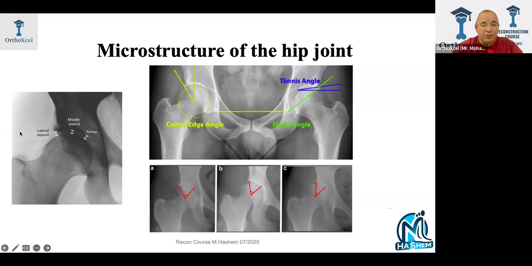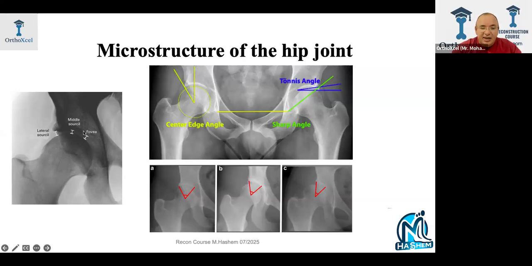When you go with the scope, any one of you who did a hip scope before, when you go with the hip scope, you see a lateral sourcil, you see a medial sourcil, you see a middle sourcil, and you see a medial sourcil with a fovea. And the area between the fovea, which is the medial sourcil, and the lateral border or lateral edge of the acetabulum, which is the lateral sourcil, this is the weight-bearing area.